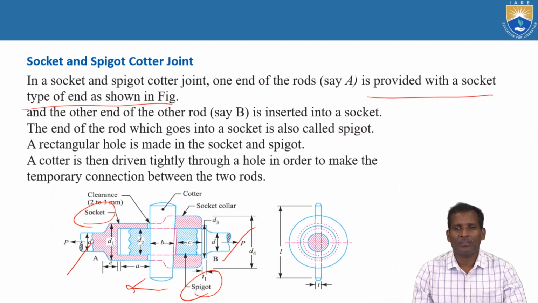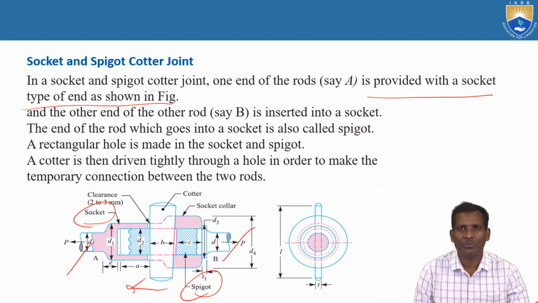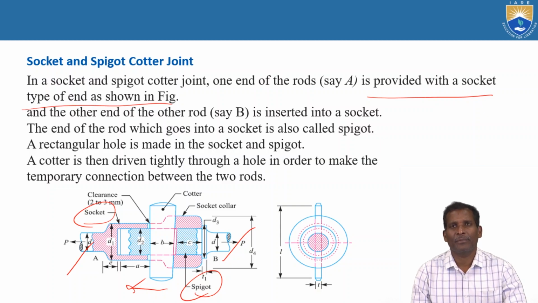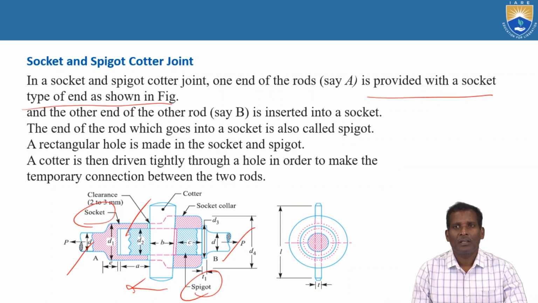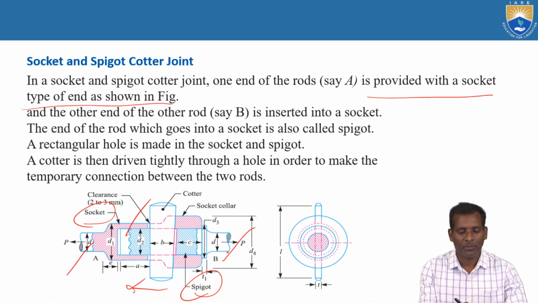Actually the Cotter joint is used to join coaxial rods. Two coaxial rods can be joined with the help of this Cotter. One is the socket and the other is the spigot. The end of the rod which goes into a socket is also called the spigot. This rod is inserted into this socket. A rectangular hole is made in the socket and spigot to accommodate the Cotter.